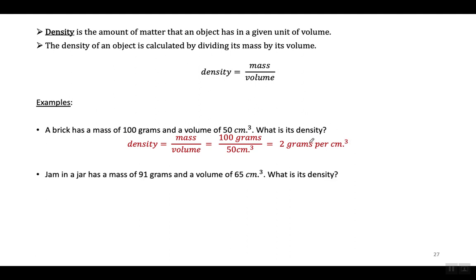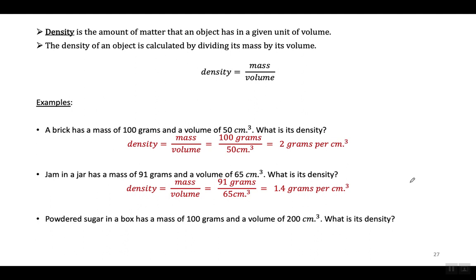Here's another example. Jam in a jar has a mass of 91 grams and a volume of 65 cubic centimeters. What is its density? So again, here's the amount of stuff, and here's the amount of space that it fits in. And we're trying to figure out how many grams that would be for every cubic centimeter. So when you divide the mass by the volume, you find the density, which tells you that it's 1.4 grams per cubic centimeter.